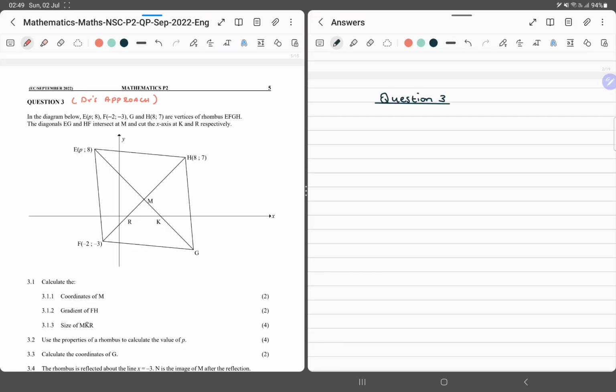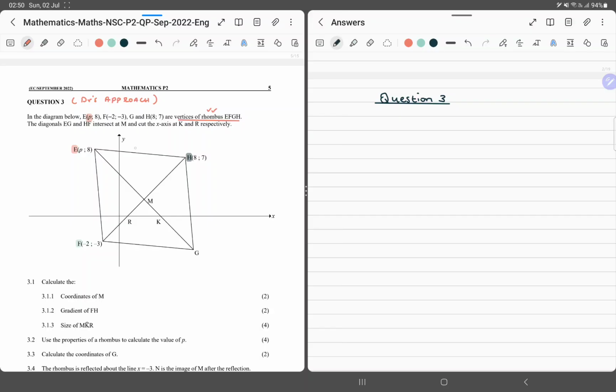Anyway, in the diagram below, E, which is the point P and 8, we can see there's our E. Again, this is a potential question. F, which is the point -2 and -3. Okay, we can see there's our F. And then G, which we don't have anything. H, we can see it there. It's the point 8 and 7. Our vertices of a rhombus are E, F, G, H.